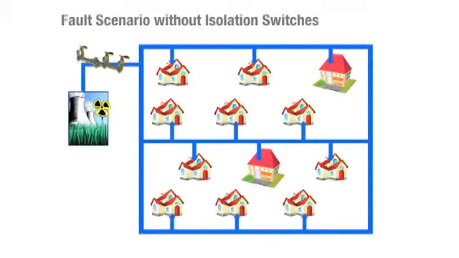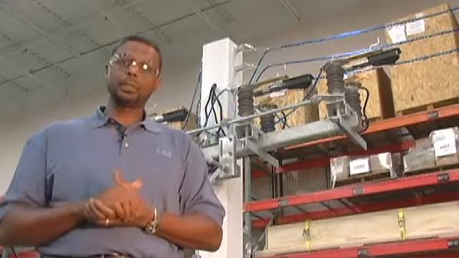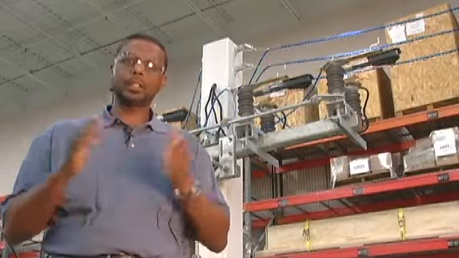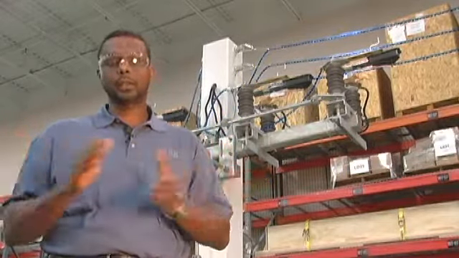During an outage, the source detects the fault, it protects itself, it shuts down, and blacks out the entire neighborhood. The utility is notified, crews are dispatched, they get out to the site, they find the fault, they repair it, then restore power to the entire network.